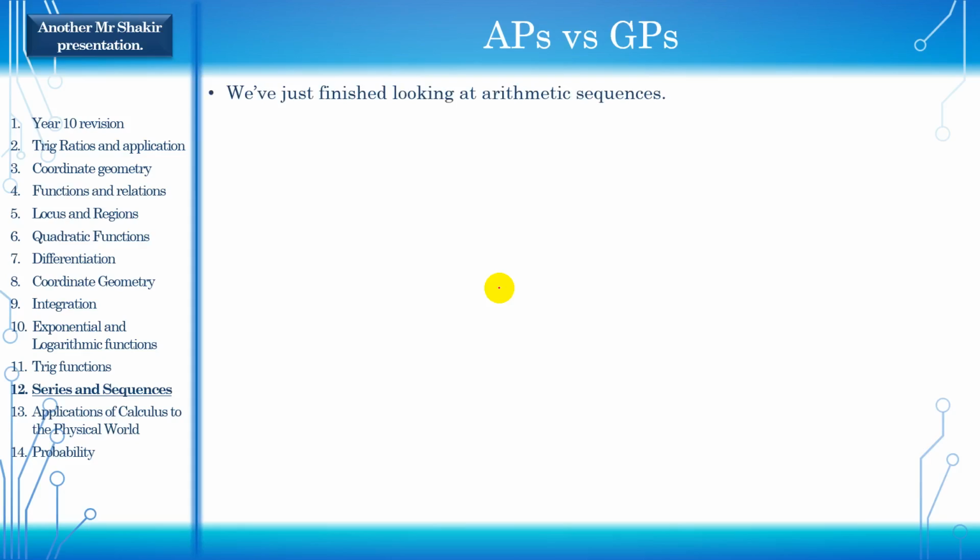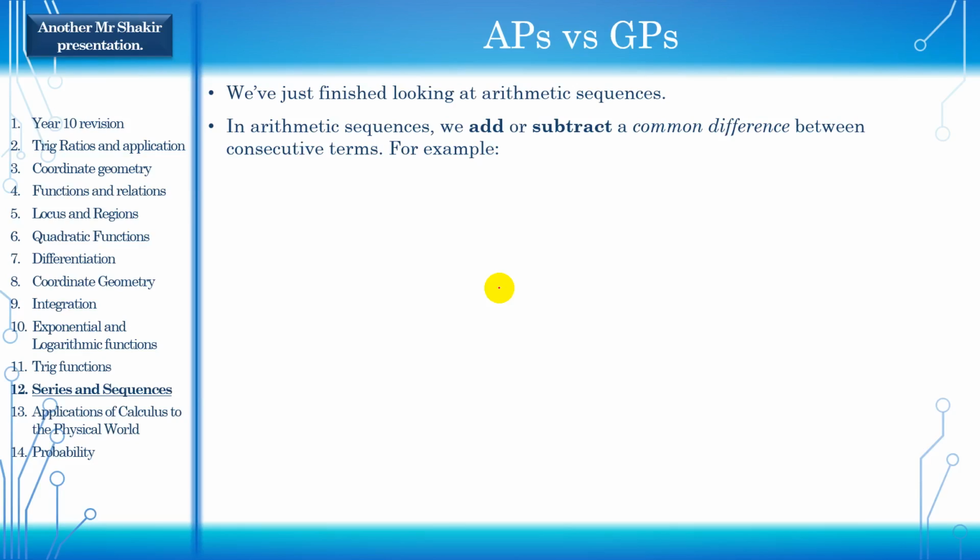Let's get started. So, the difference between APs and GPs. We've just finished looking at arithmetic sequences. And in arithmetic sequences, we add or subtract a common difference between consecutive terms. For example, 2, 4, 6, 8. We can see clearly that we are adding 2. Every single term is 2 plus the previous term. And over here, we are subtracting 3. Every term is the previous term minus 3.